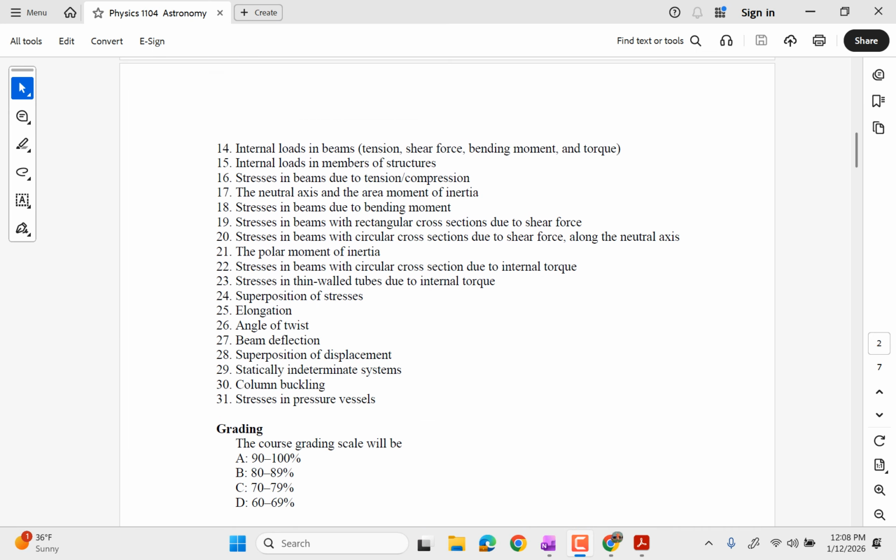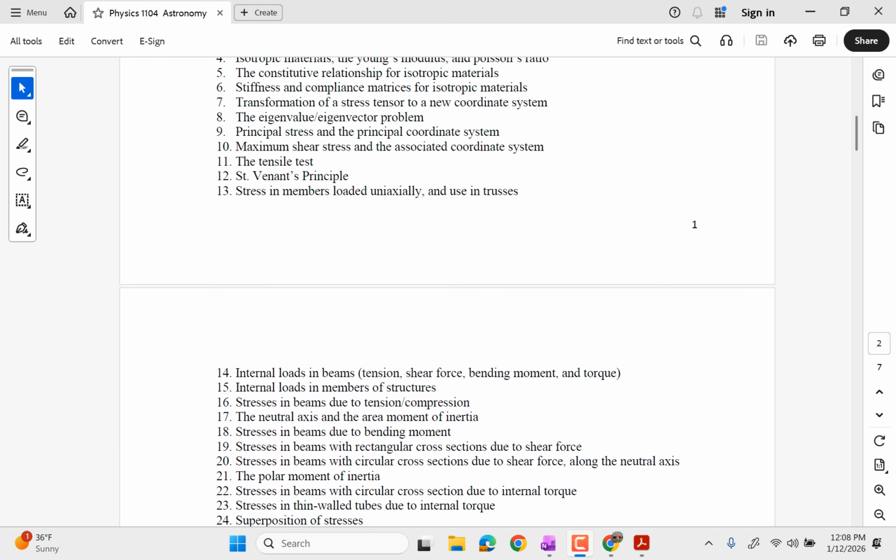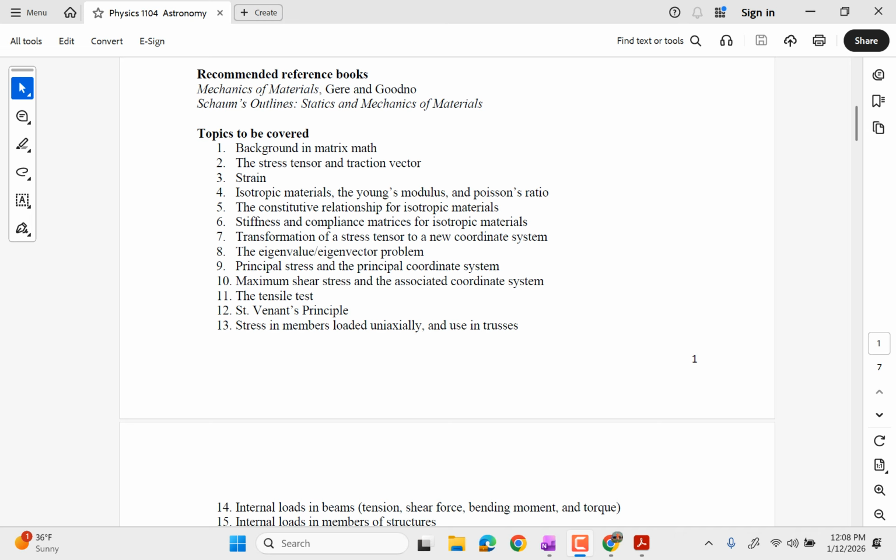There's 31 topics. You can look at these if you're interested. I'm not going to read through these all. But the basic idea is that we're going to expand on what we've done with internal loads. And I'll go back over internal loads if anybody took a statics class that didn't cover that. And then we're going to use those internal loads to take the next step into calculating stresses and strains at points. And those stresses and strains are then what are useful for predicting fracture and things like that.